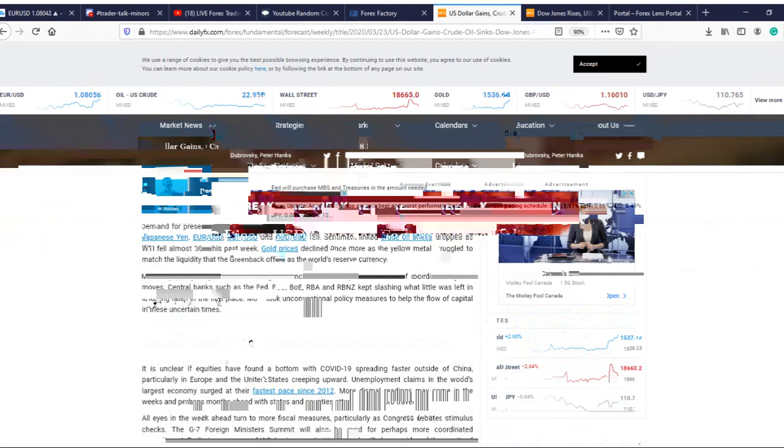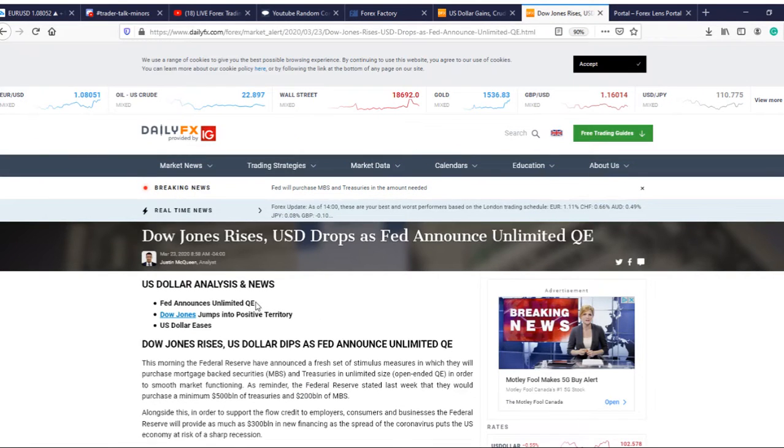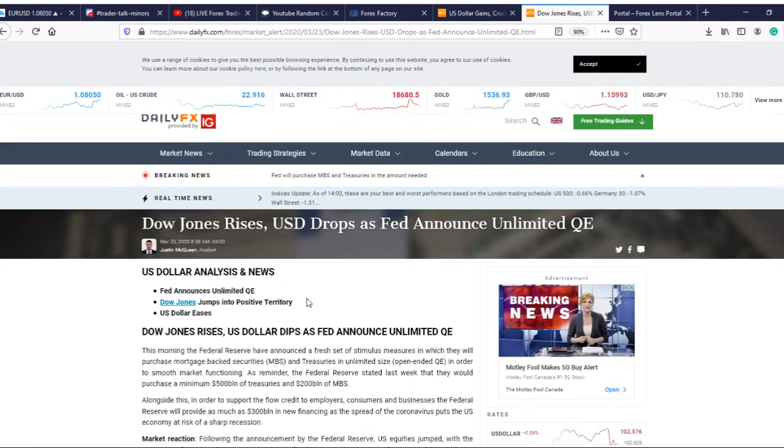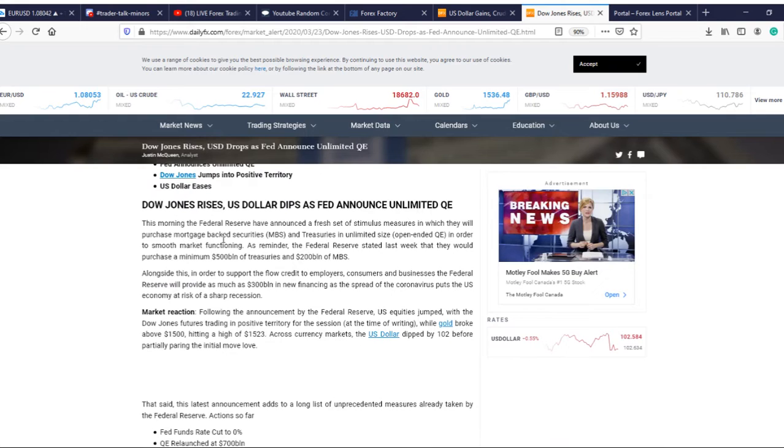The Fed has announced unlimited QE, which is quantitative easing. So they're going to buy back mortgage-backed securities and treasuries in order to keep the economy afloat and keep the interest rate low.